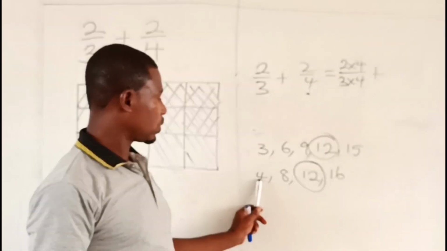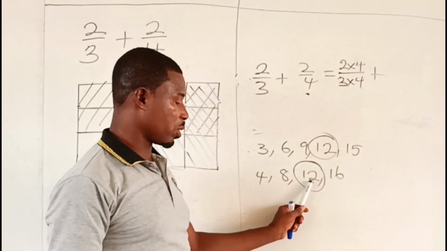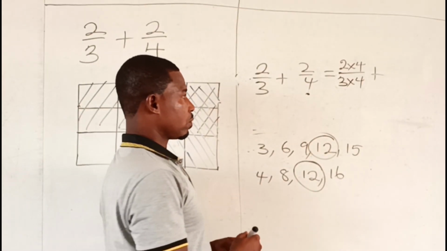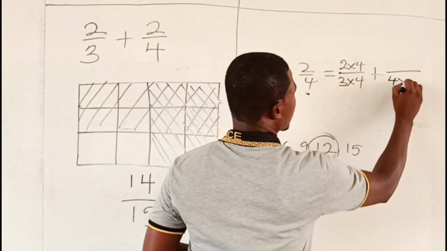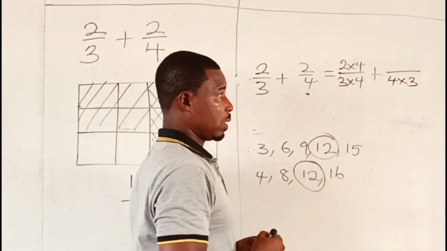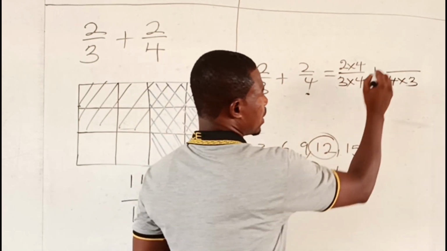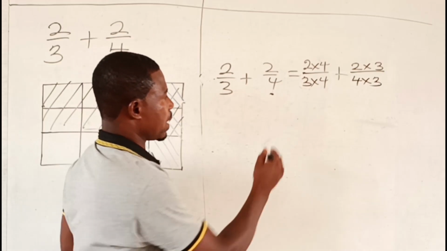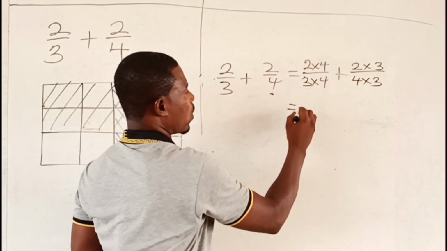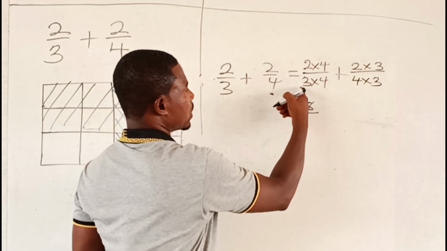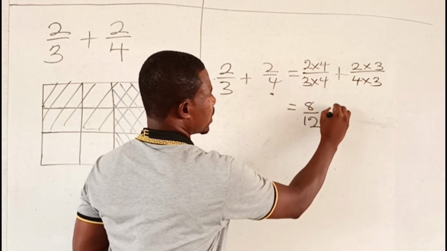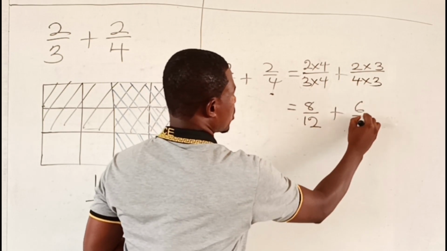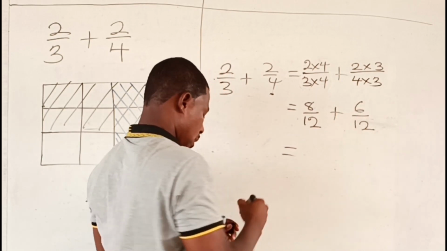So let's come here. This one is 1, 2, 3. So 4 times 3 will give us 12. 4 times 3. We do the same thing to the numerator. So you have 2 times 3. Now let's find out. 2 times 4 will give us 8. Then this one will give us 12. 2 times 3 will give us 6. And this also gives us 12.